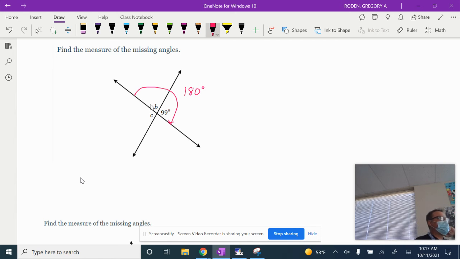So what's a word that describes angle B and the 99 degree angle? What's the relationship between those two angles, Tanner? They're supplementary, but they're also what? Congruent. They're not congruent. Congruent means they're the same measure. Oh, they're adjacent. So ladies and gentlemen, on Friday we said if two angles are adjacent and supplementary, what's the word that describes those? They are a linear pair. They're a linear pair, right? So we could say this: B plus 99 equals 180 because they're a linear pair.